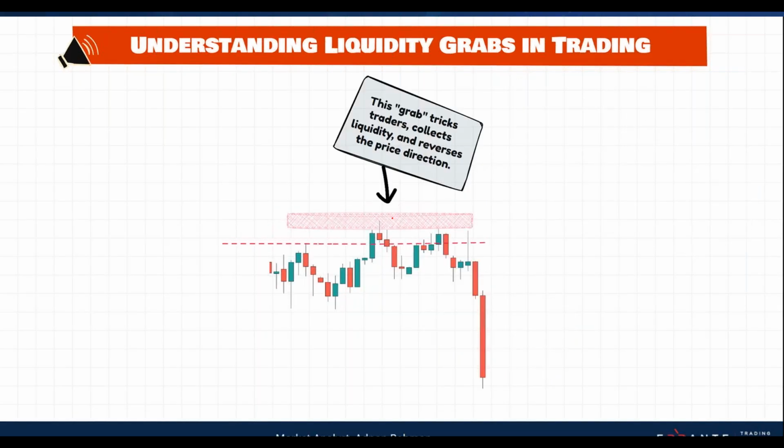See, that's what I was explaining. This grabbing is the main thing, the main tool, for how the market moves. Now let me explain in one liner. See what happens: the first thing was you found a resistance zone.